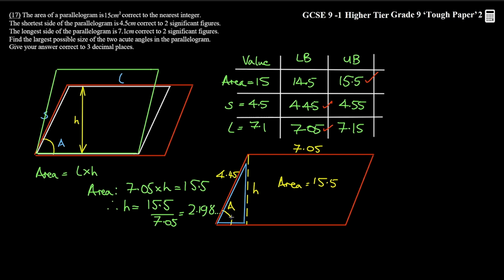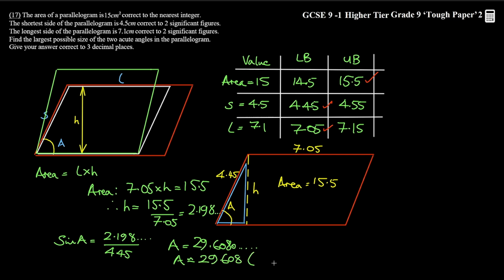So looking at the blue triangle, angle A is here, the opposite is h, and the hypotenuse 4.45. So the relationship sine A is equal to h, which is our 2.198, divided by 4.45. And if you look that up on a calculator, A turns out to be 29.6080. And what do they want it to? The 3 decimal places. So this is approximately now 29.608. And that is to 3dp. And that's the answer.